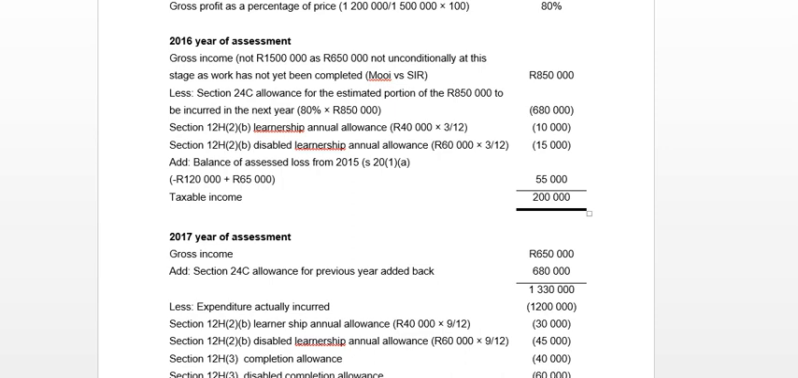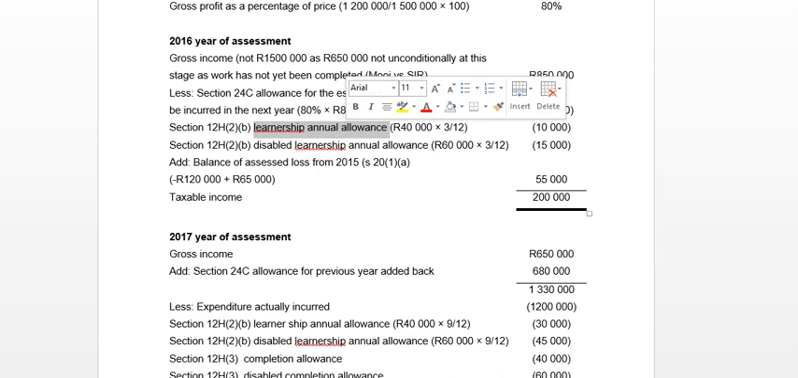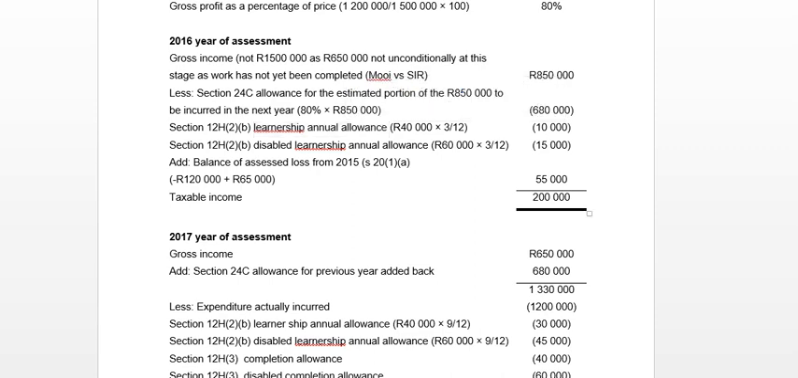So in terms of section 12H(2)(b), it allows an allowance of 40,000 Rand, but only a portion of that 40,000 Rand was incurred during the 2016 year of assessment. So 3 out of 12 months: December, January, February. So it's only 10,000 Rand. And the other guy is disabled, so that means your allowance is 60,000 Rand for NQF level 3. So that's 15,000 Rand.